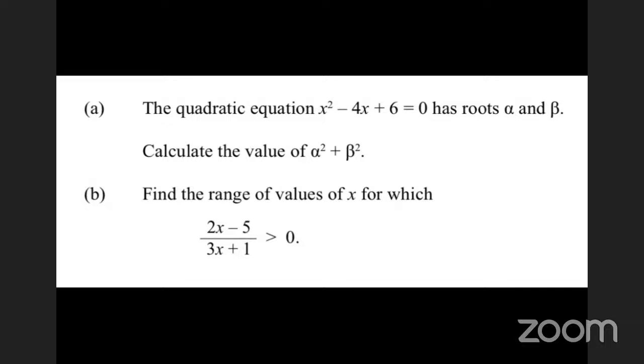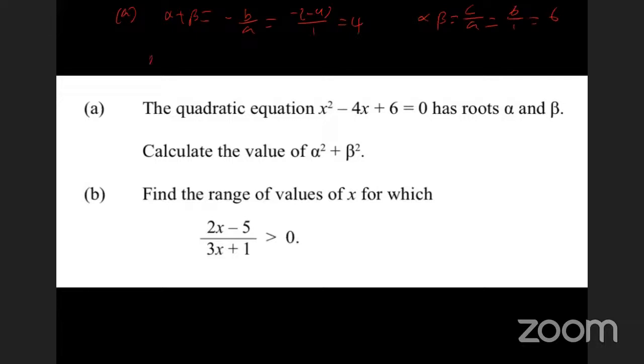Right, so first thing, part A, we need to get alpha plus beta. That is negative B over A, so that will be negative 4 over 1, which is plus 4. And then you have to find alpha times beta, which is C over A, which is 6 over 1, which is 6.